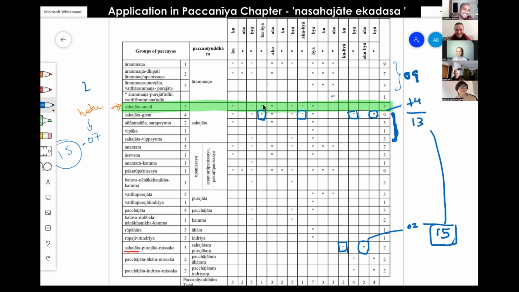I've got another question. Does this chant only apply to kusalattika? What about the other ones? For other tikkas, there are different Paccanīyuddhāras. I have not studied them, of course. I have just studied the kusalattika. For the Vedanattika also, there is a Paccanīyuddhāra.